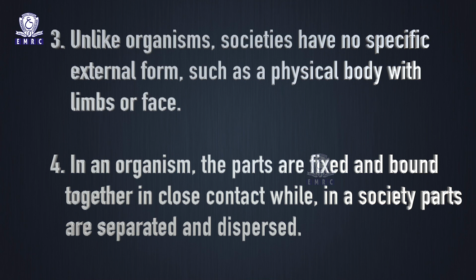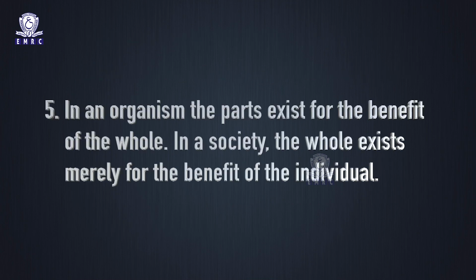Fourthly, in an organism, the parts are fixed and bound together in close contact, while in a society, parts are separated and dispersed. Fifthly, in an organism, the parts exist for the benefit of the whole. In a society, the whole exists merely for the benefit of the individual.